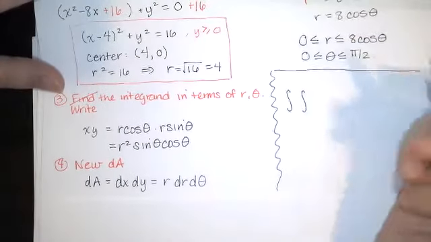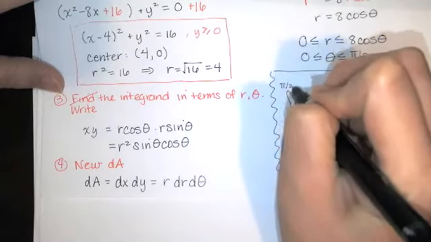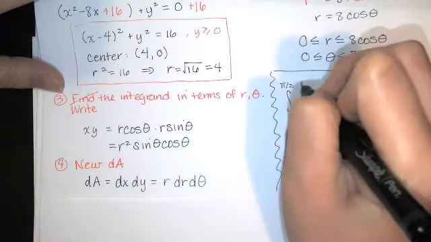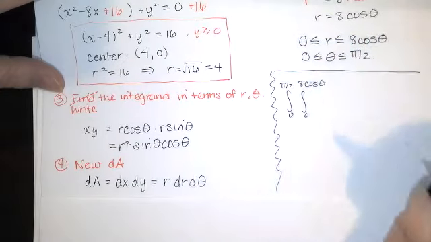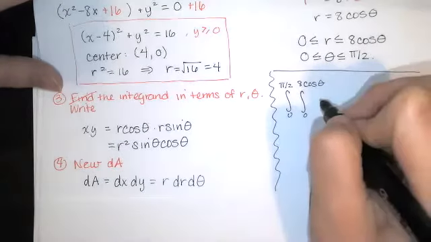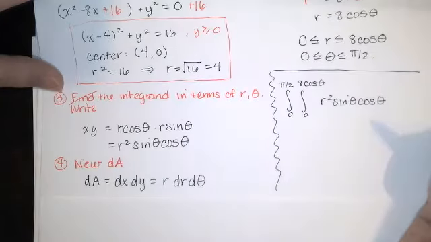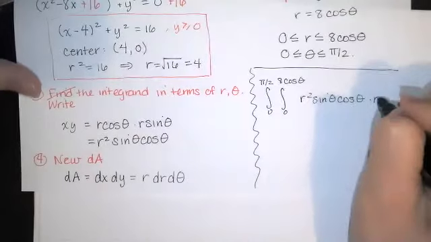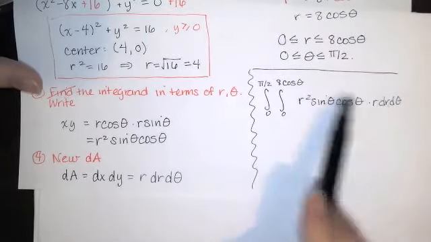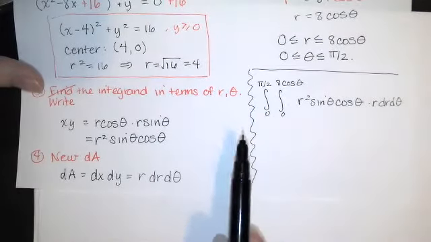We've got our new bounds. Theta starts at 0 and goes to pi over 2. The constant bounds go on the outside. R goes from 0 to 8 cosine of theta. We need a new integrand. That's this guy right here, xy, in terms of r and theta. And then dA is r dr d theta, and I put that in the right order. I'm integrating with respect to r first because r depends on theta, and theta is going from a constant to a constant.